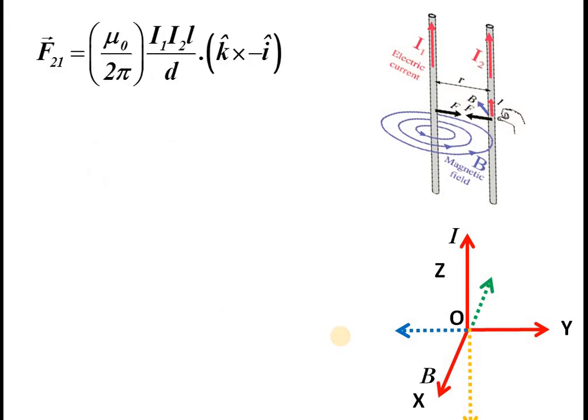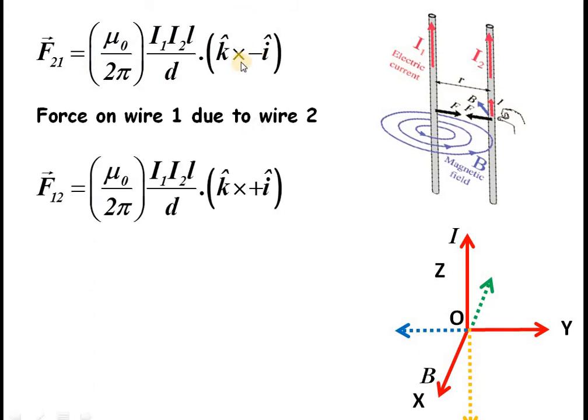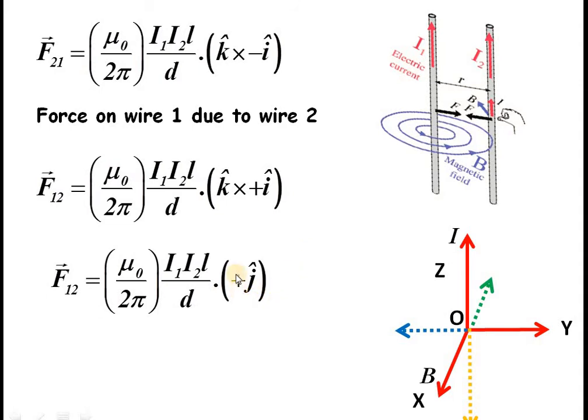And what about the other way, the force on wire 1 due to wire 2? Again, k cap is the same because the current is in the same direction, and this will become minus i cap. Why is it minus i cap? Because the magnetic field B is penetrating into the plane of the screen. So k cap cross minus i cap will give you simply j cap, which is along the positive y direction.